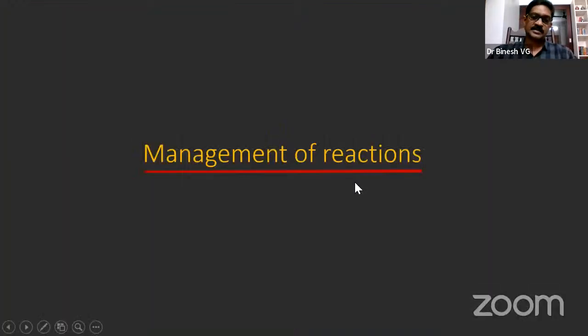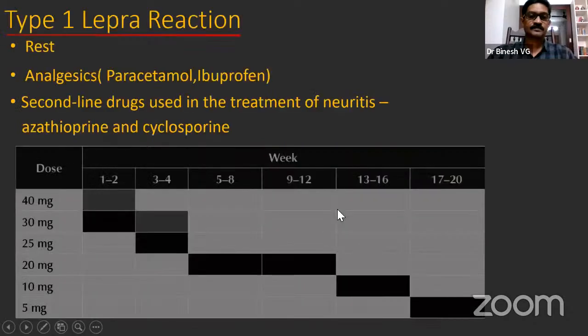Now coming to the reactions, management of the reactions. There are type 1 and type 2 reactions. Remember, when the reaction is mild, whether it is type 1 or type 2, we can advise the patient rest, or try to find out the precipitating factor. And we can try to manage it with some analgesics like paracetamol or some anti-inflammatory agents like ibuprofen, etc.